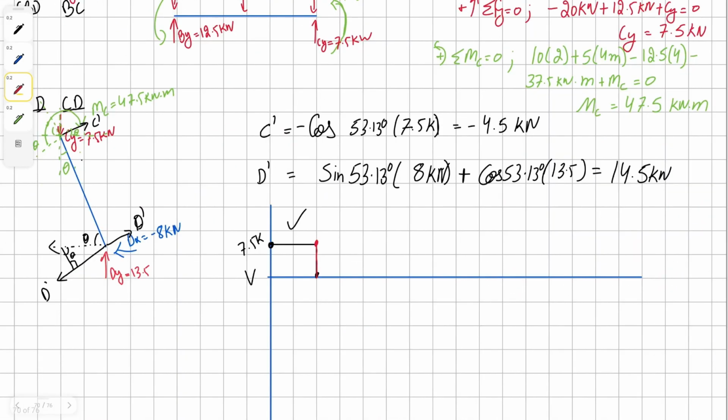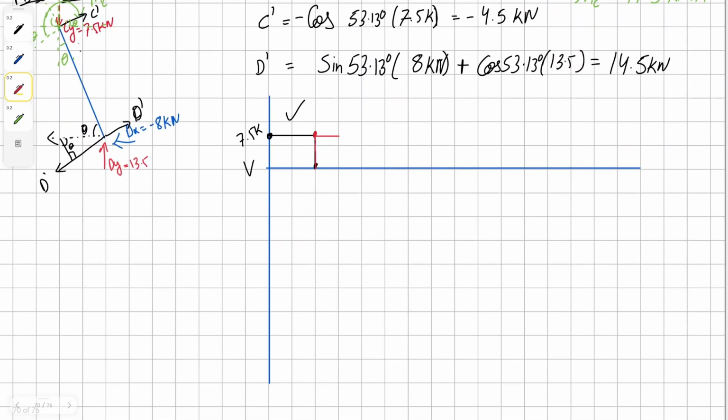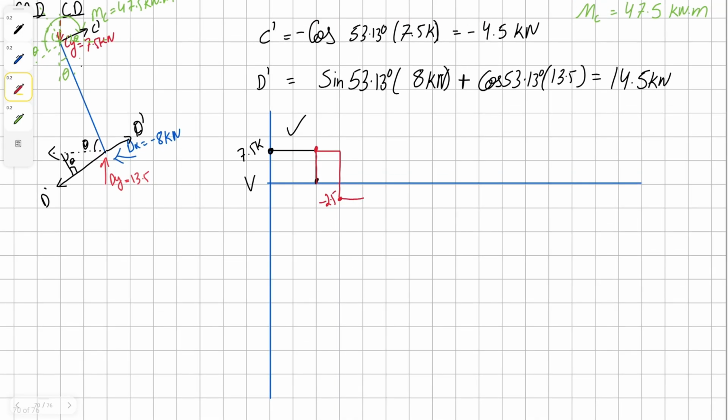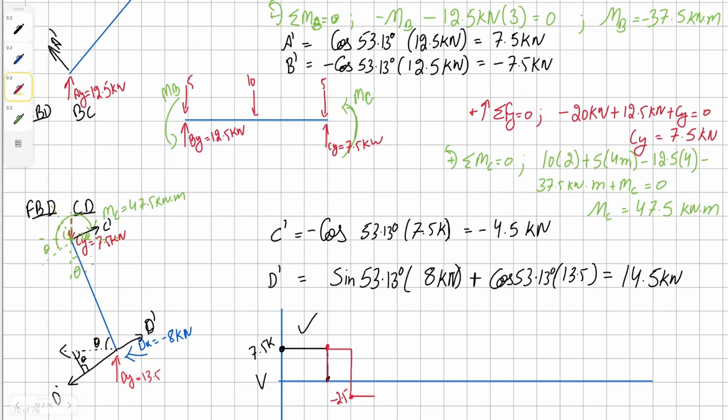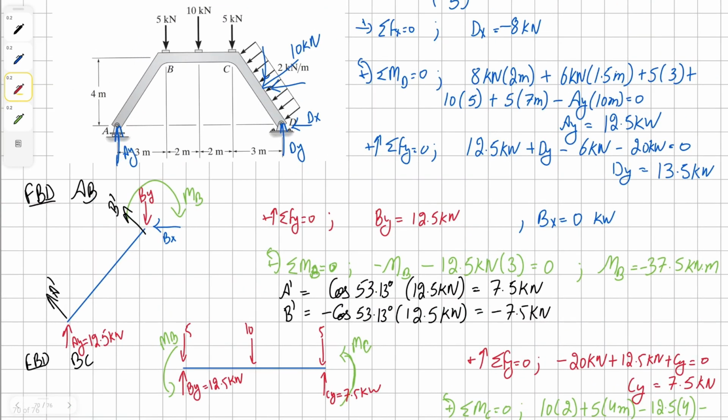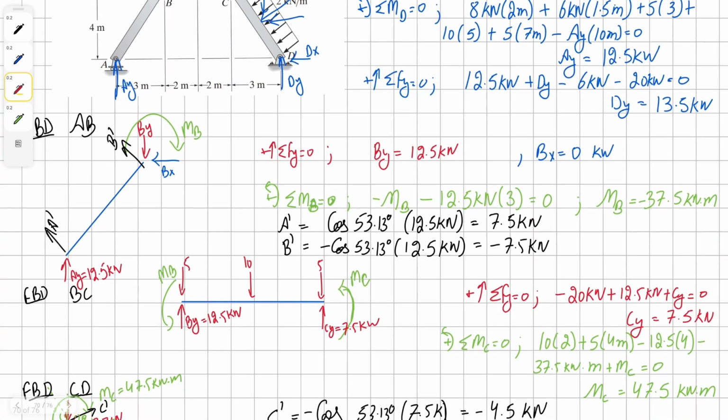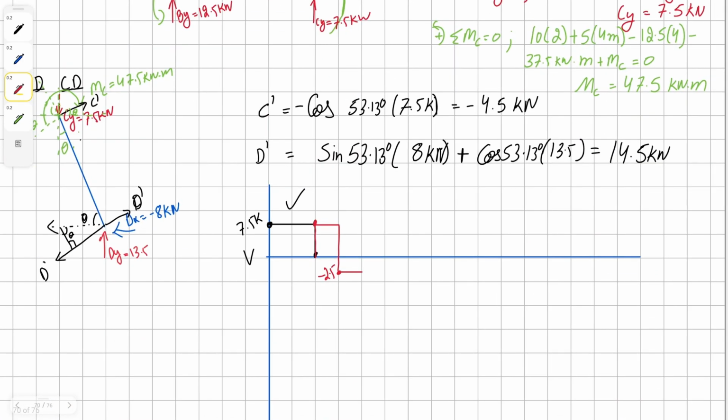nothing's going to happen for 2 meters. At that time, we're going to get pushed down by 10. So we're going to come down to negative 2.5 kilonewton, and then nothing's going to happen for the next 2 meters. And then we have downwards 5 kilonewton, and then upwards we have Cy, which is 7.5. 5 take away 7.5 is 2.5 positive, which is going to bring us upwards to the 0 mark. I mean, this graph is correct.